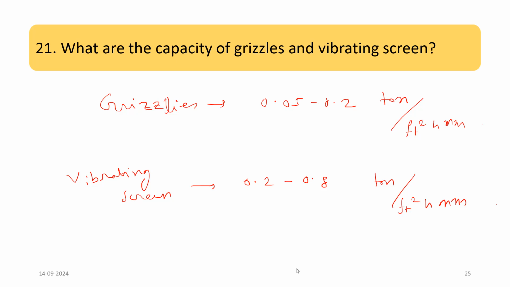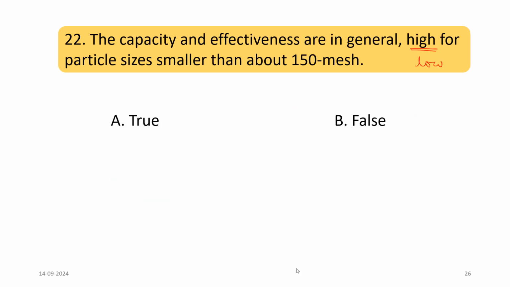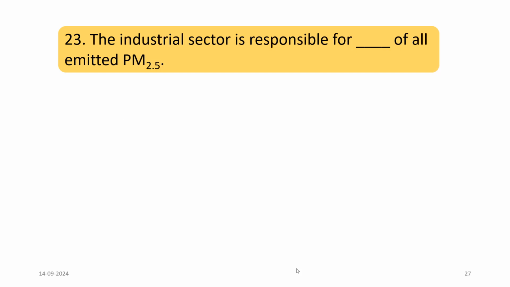The next question here is about the capacity and effectiveness. Oh, this is done. Okay. The next question is: the industrial sector is responsible for how much percentage of particulate matter 2.5?